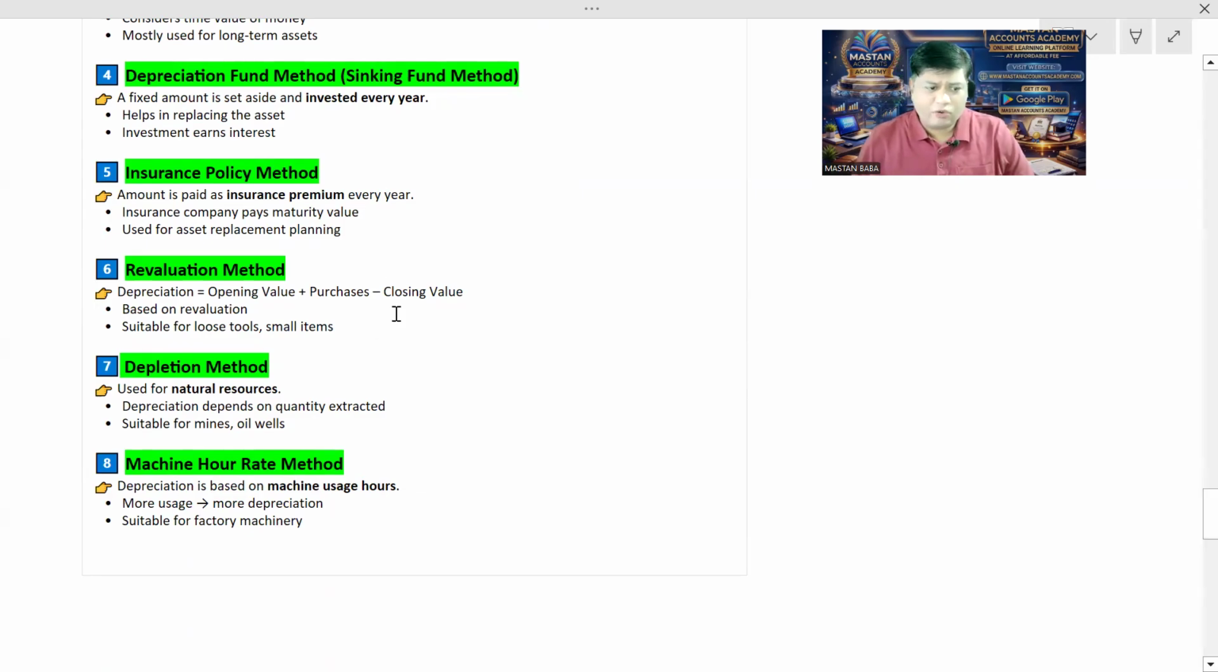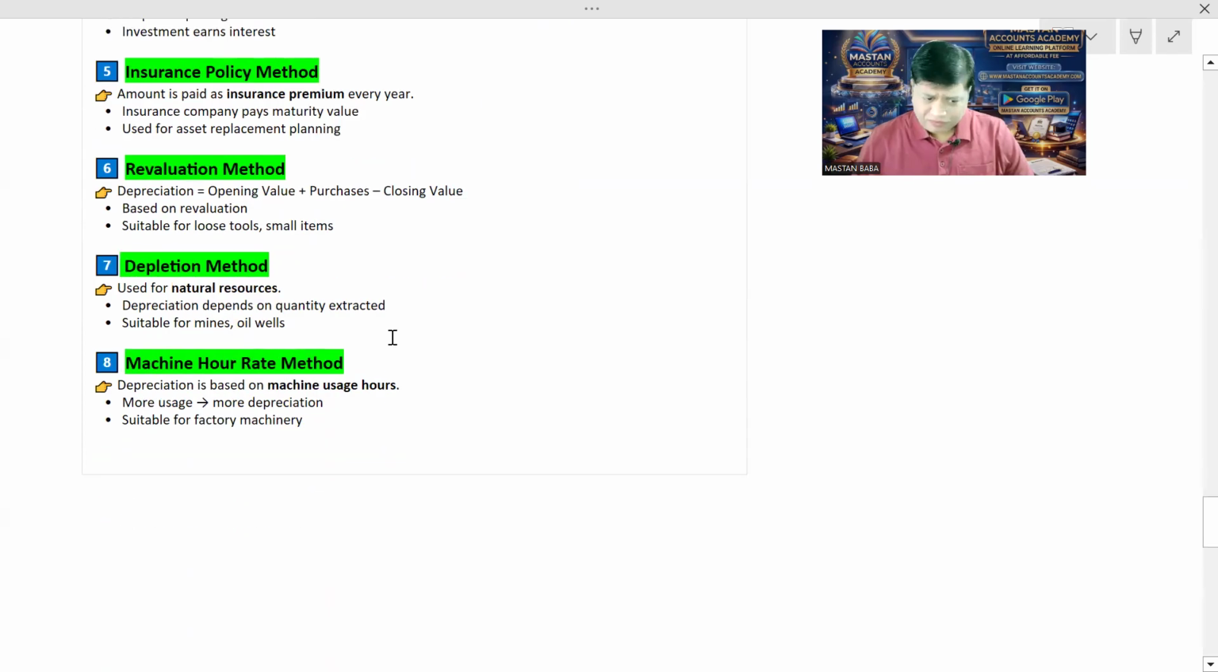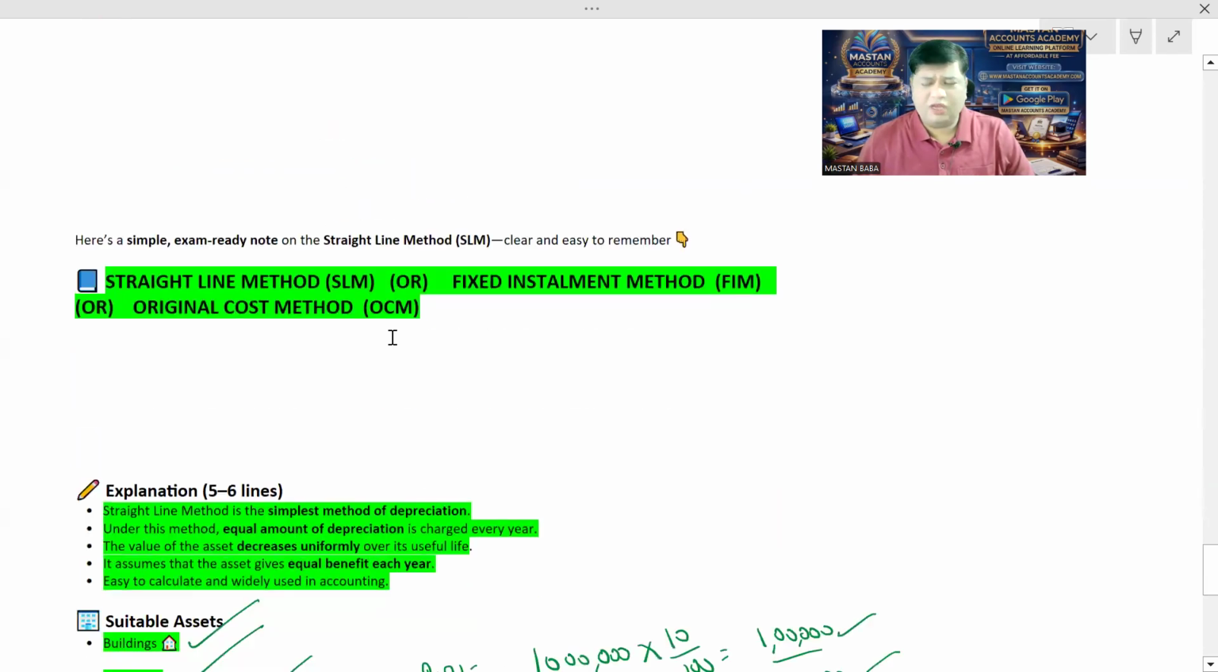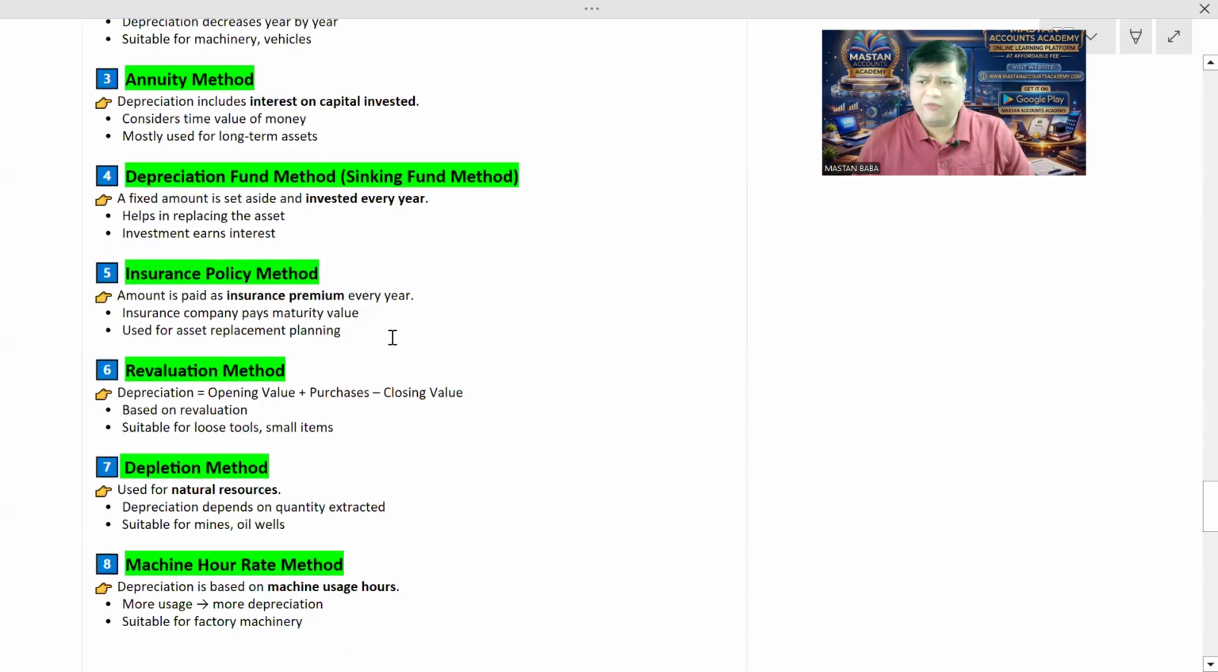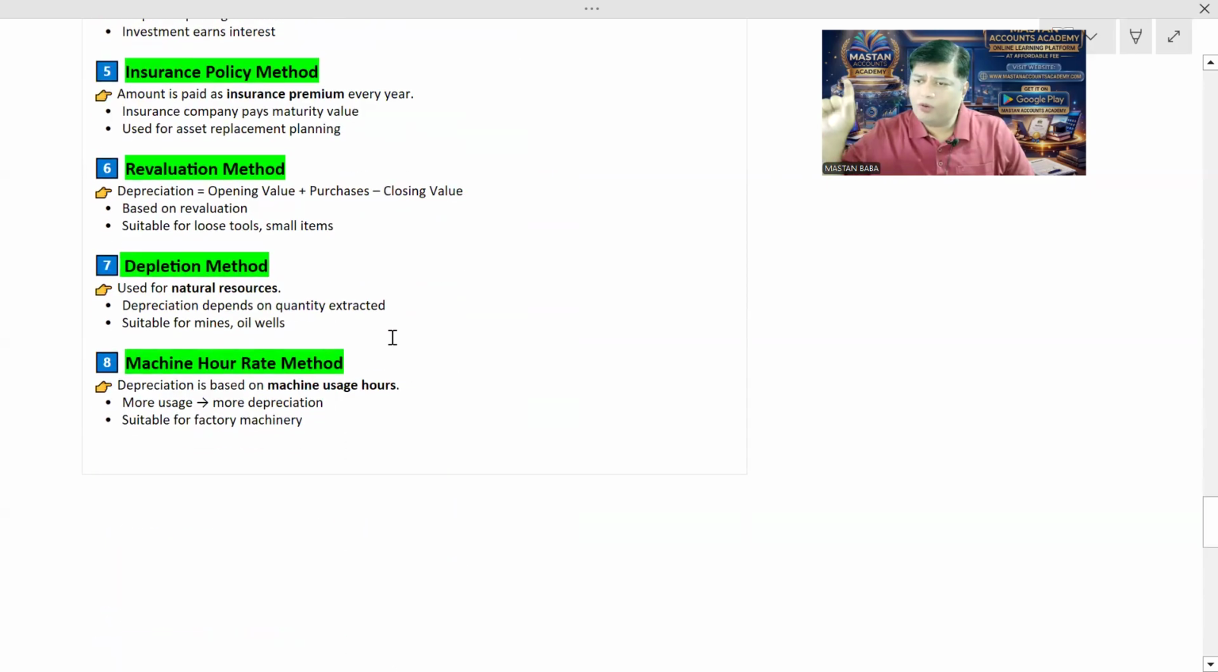అవి సిఏ ఫౌండేషన్ కోర్సెస్ లో కవర్ చేసుకుందాం, ఈవెన్ డిగ్రీ కోర్సెస్ లో కూడా కవర్ చేస్తున్నాం కదా. సో ఇంటర్మీడియట్ మాత్రం ఓన్లీ ఫస్ట్ 2 మెథడ్స్ విల్ బి కవర్, దట్ ఈస్ స్ట్రైట్ లైన్ మెథడ్ అండ్ రెడ్యూసింగ్ బ్యాలెన్స్ మెథడ్ విత్ నంబర్ ఆఫ్ ప్రాబ్లమ్స్ రైట్ ఫ్రమ్ ఈజీ ప్రాబ్లమ్ టు డెప్త్ ప్రాబ్లమ్ విల్ డిస్కస్ in detail.